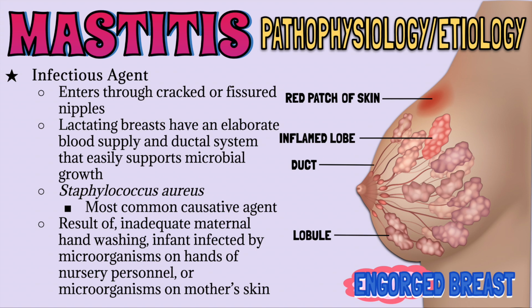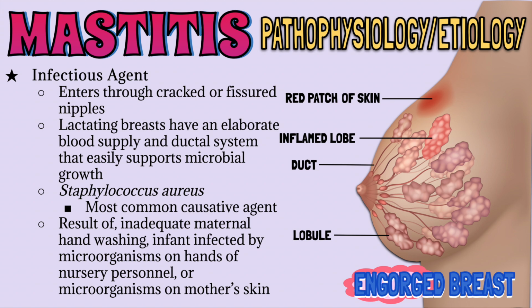Staphylococcus aureus is the most common causative agent for infectious mastitis, followed by Streptococcus agalactiae and Corynebacterium bovis. But mastitis can really be caused by any bacteria. Usually, a culture and sensitivity test is done to determine the causative agent, but we'll talk more about that later.